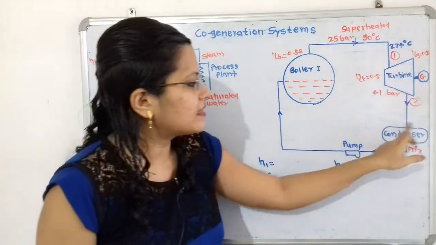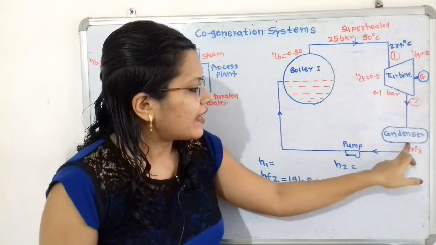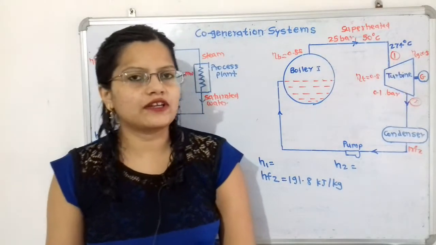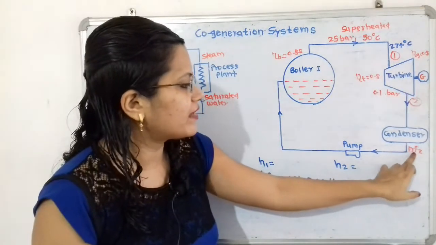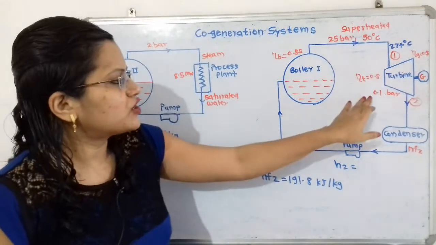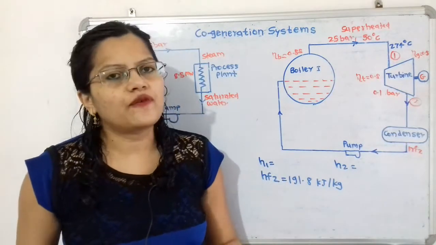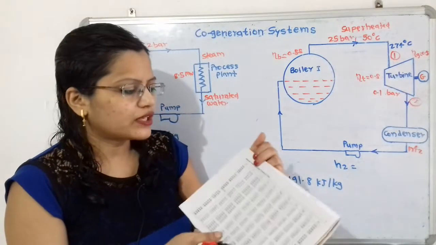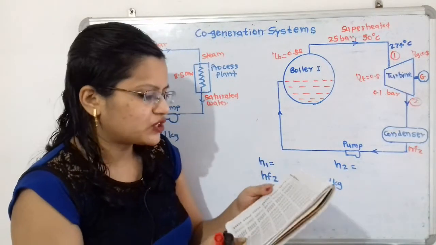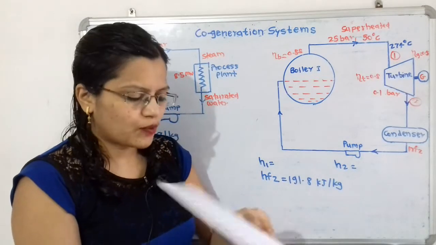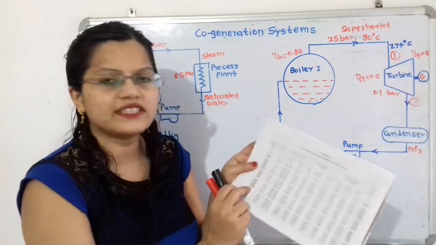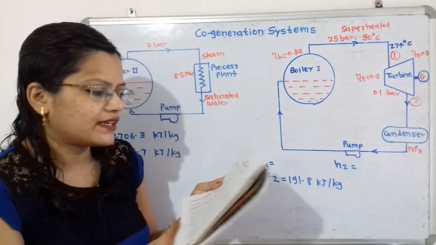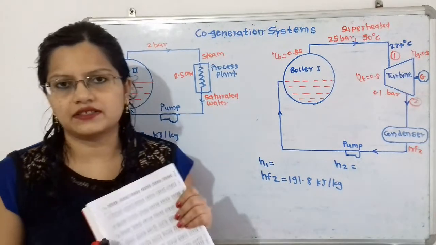Now after that there is the condenser, and at the exit point of the condenser, the saturated water is coming out, so we will find out the enthalpy HF2. Here the pressure remains the same, that is 0.1 bar. So from the steam table, from the pressure table, we will find out the value of HF2. In the first column the pressure is given and we will find the 0.1 pressure. Here is the 0.1 pressure and the value of HF is 191.8 kilojoule per kilogram. So we will write this.